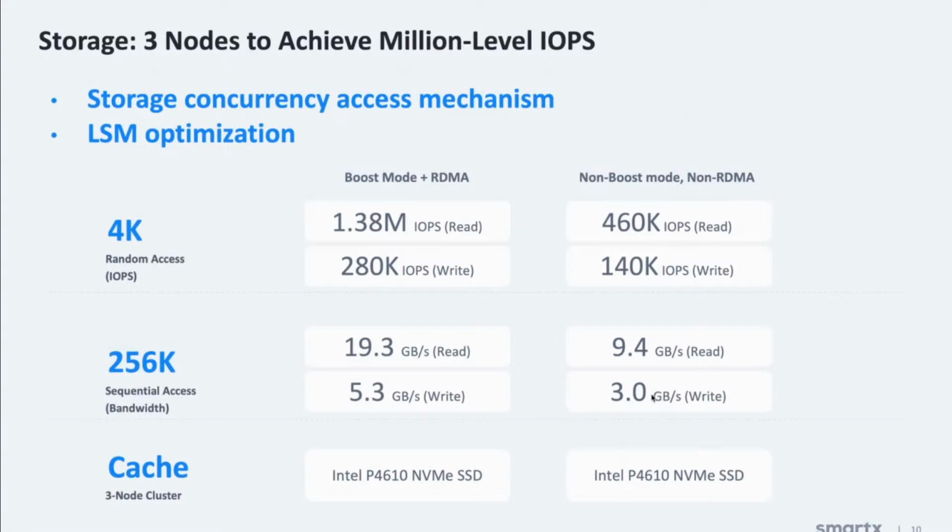Even with the medium cluster configuration of just 3 nodes, we can now achieve 1.38 million random read IOPS and 19.3 gigabytes per second sequential read bandwidth. It's important to note that this cluster just uses a hybrid configuration, with each server equipped with only 2 NVMe SSDs, which is very cost-effective.